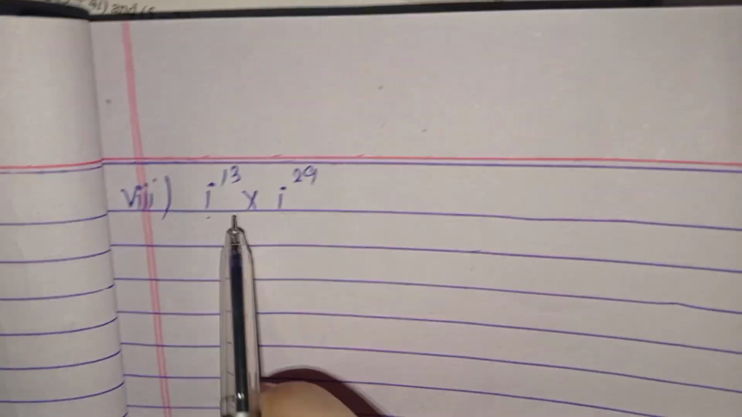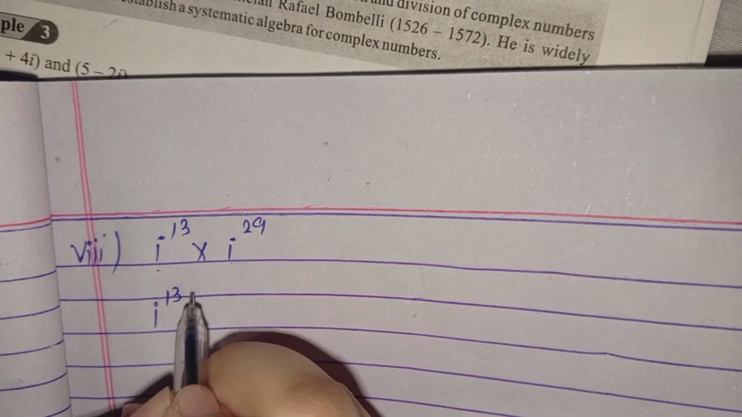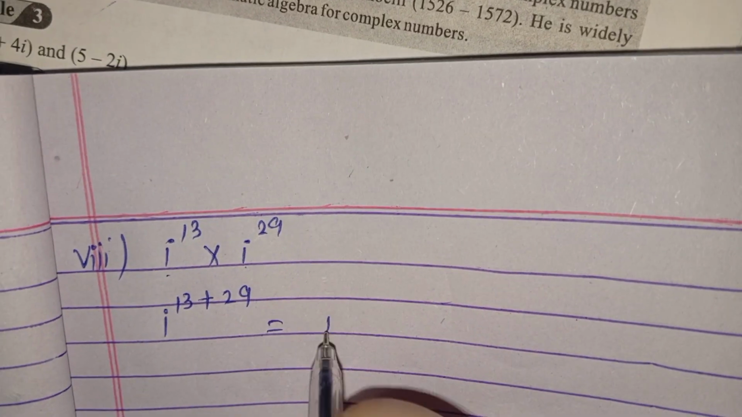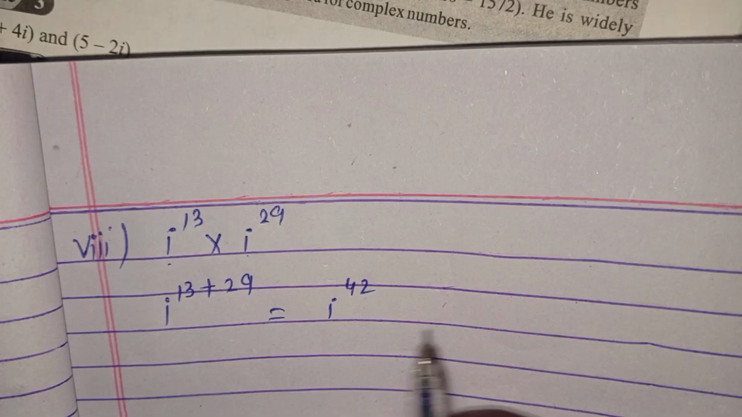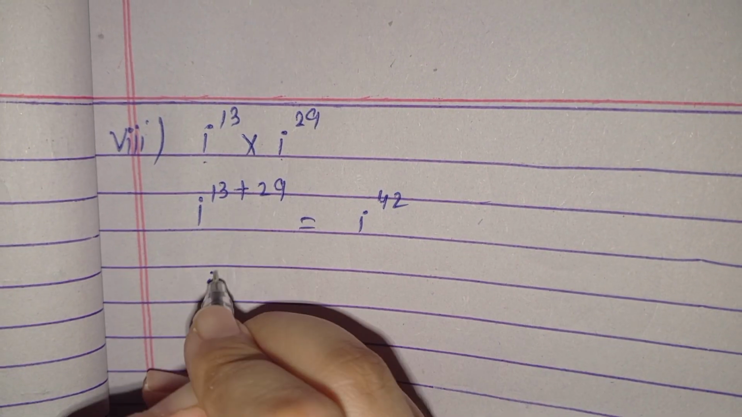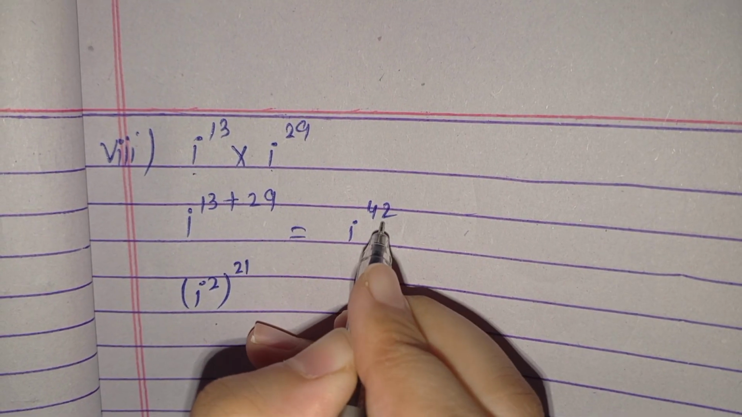Part 8. Part A, i¹³ cross i²⁹. Okay, we have a rule in mathematics, when the bases are the same, their powers can be added or subtracted. So we are going to add the powers 13 plus 29, which is i⁴². Now this is again very easy. 42 is a multiple of 2, like (i²) 21 times, 2 times 21 is 42.